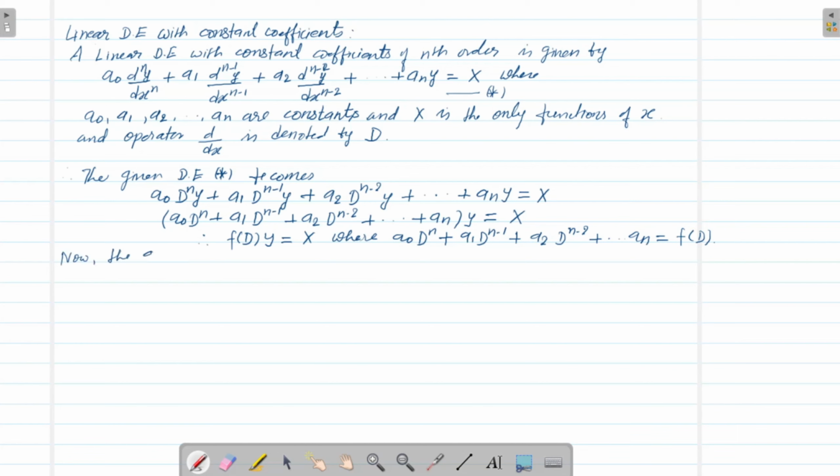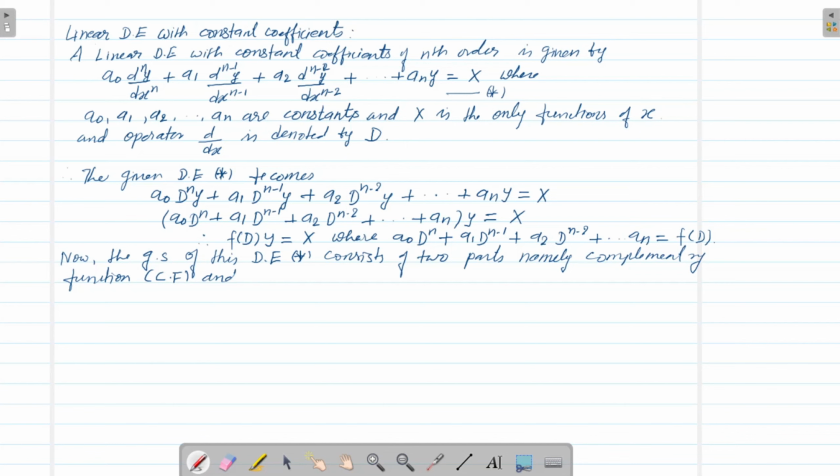Now the general solution of this differential equation star consists of two parts, namely complementary function, in short CF, and particular integral, in short PI.